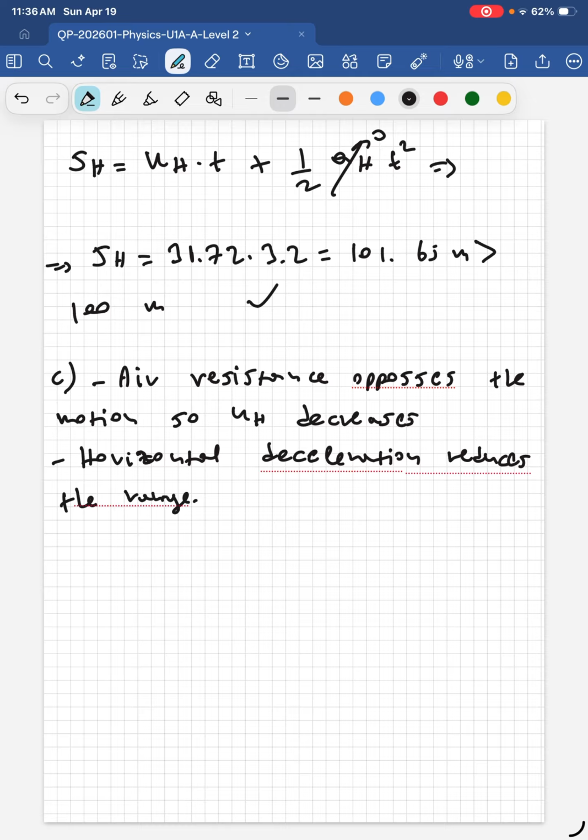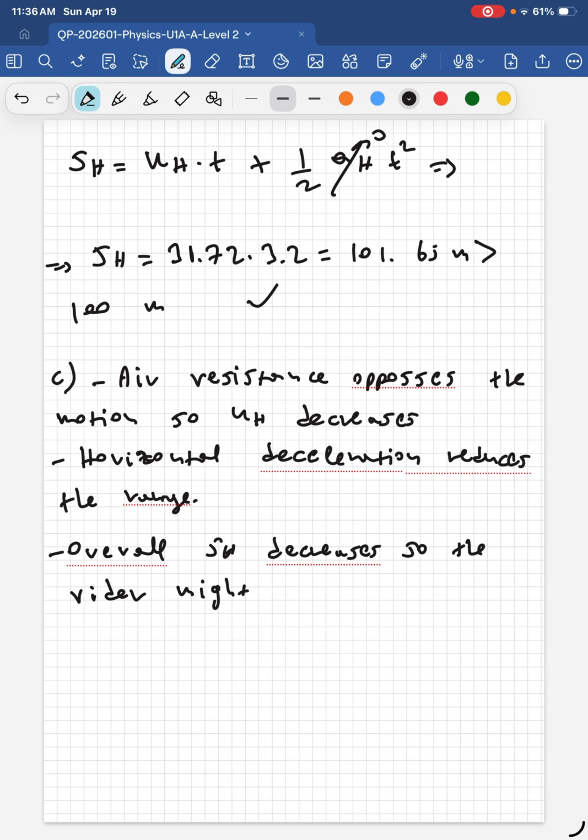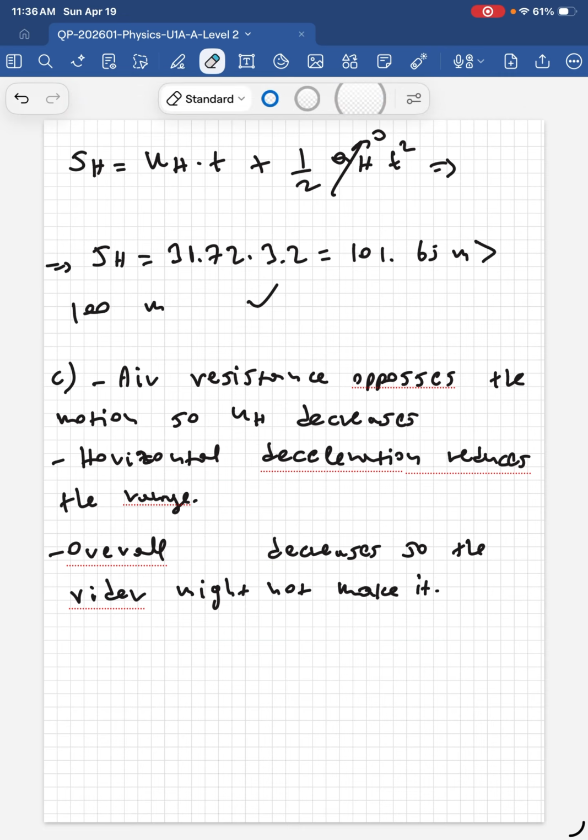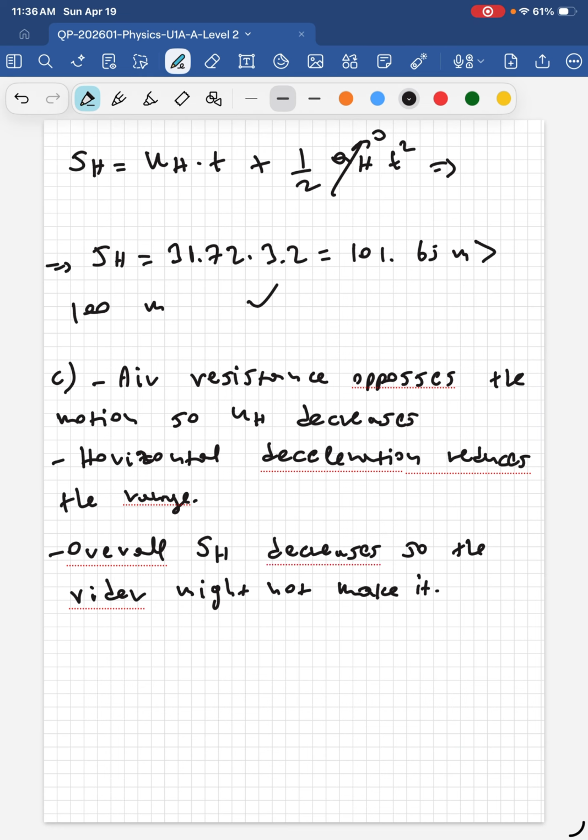Okay, so overall, the horizontal distance decreases, so the rider might not make it. Let me write it again. So the horizontal distance may decrease, in other words.